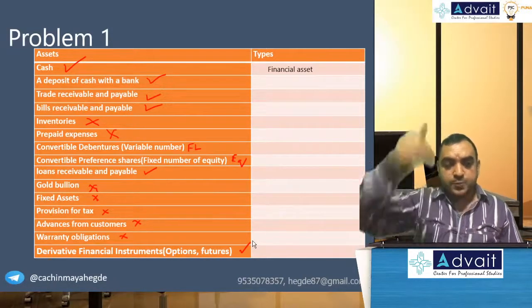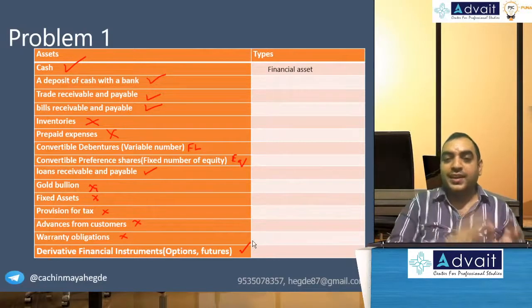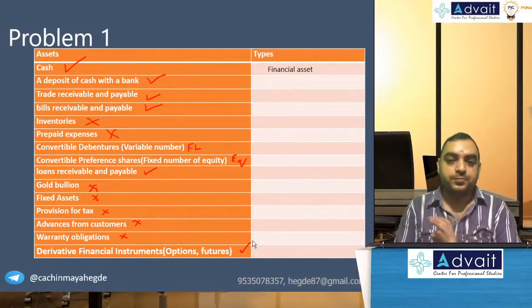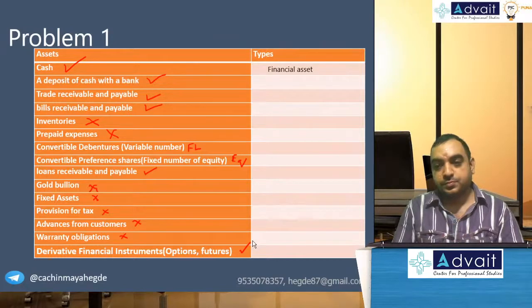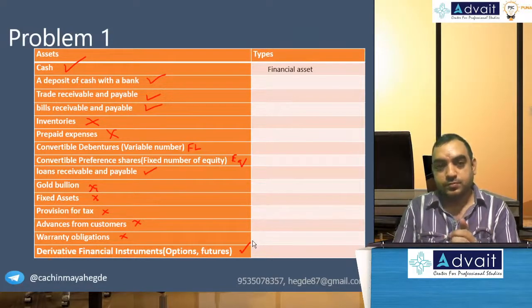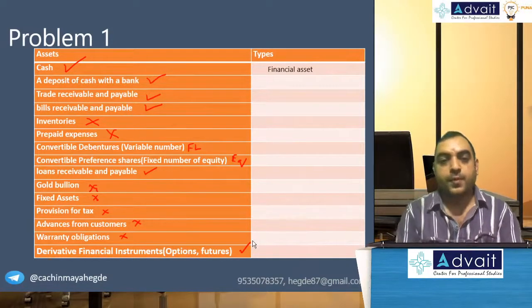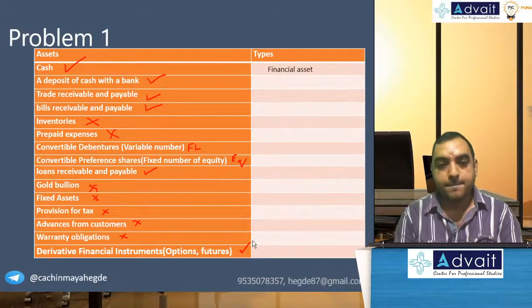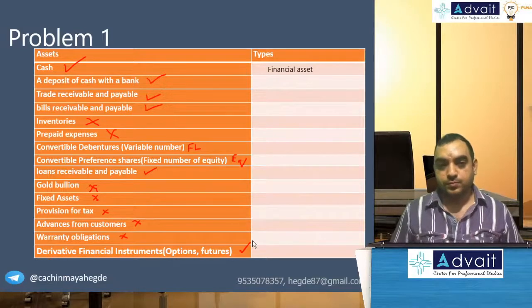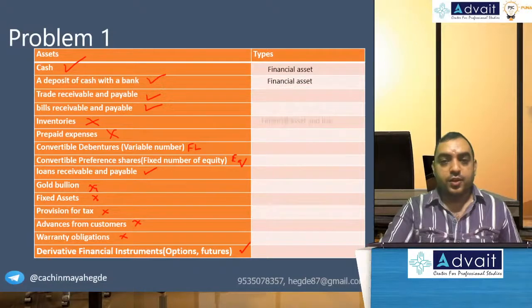Any doubt in any of these points before we go to discussion on debt versus equity? Okay, let's go further now.